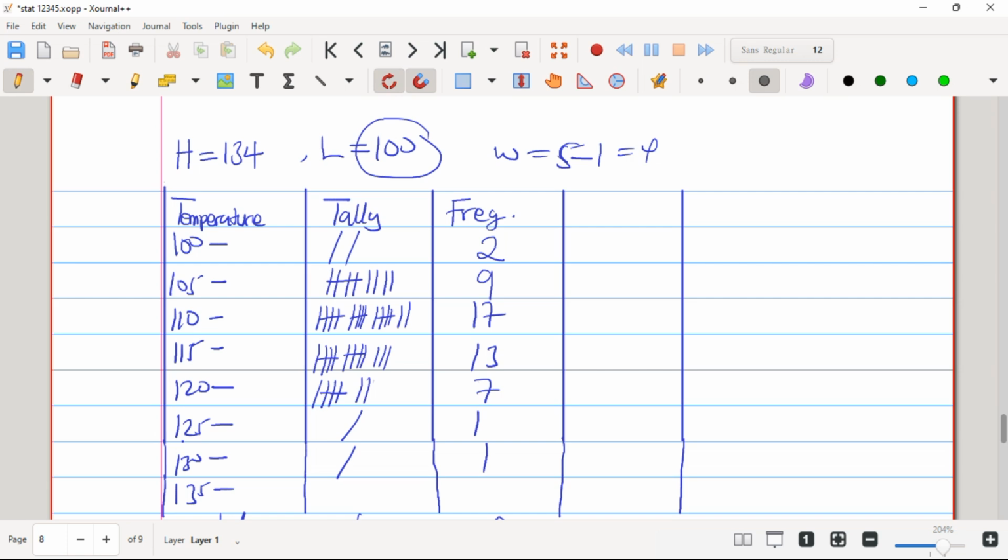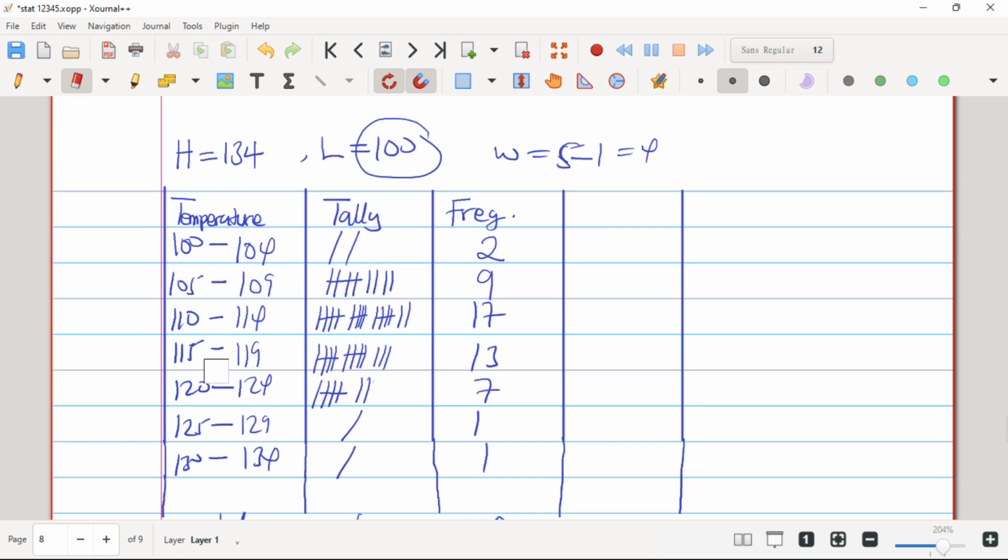So here we are just going to add 4 to 100. We are going to get 104. When you add 4 to 105, we get 109. When we add 4 to this, you get 114, then 119. When we add 4 to 120, we get 124. When you add 4 to 125, you get 129. When you add 4 to 130, you get 134. And then we are not going to add 4 to 135 because our largest value in the raw data is 134, and it ends here. So this is where you are going to end.